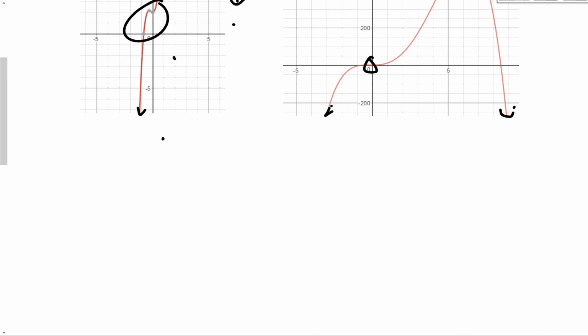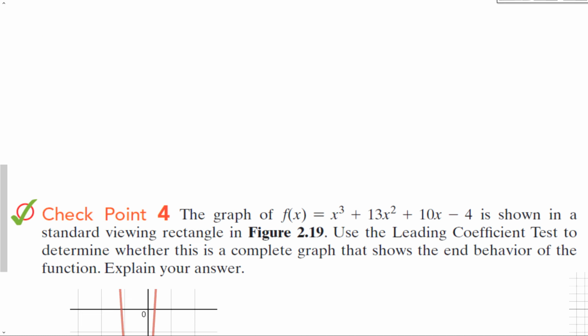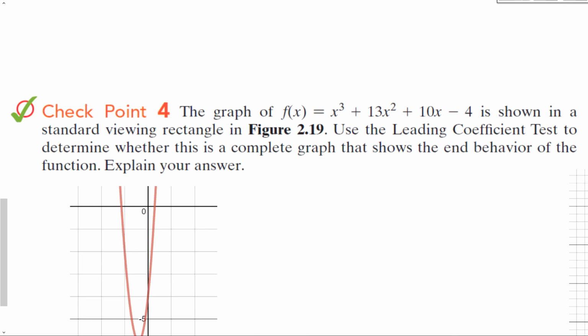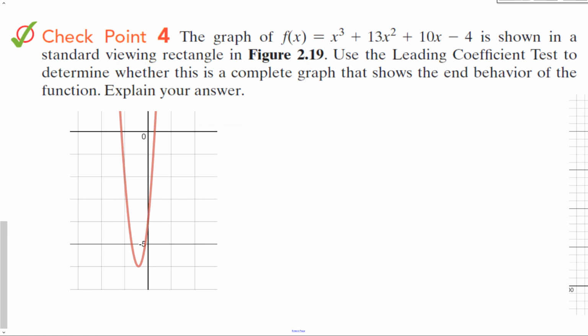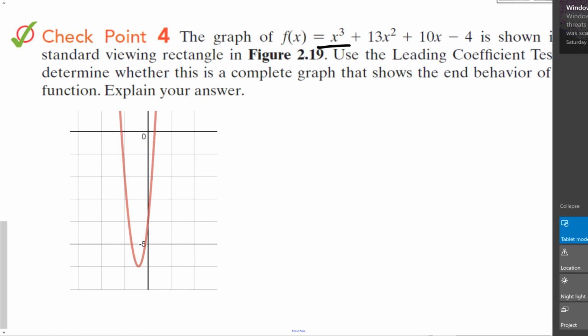Let's go down to the next question. Same thing. Look at the leading coefficient, x to the third. This is not a graph of x to the third. In fact, it looks like x squared, looks like a parabola. So what am I going to have to do? I'm going to have to zoom out.